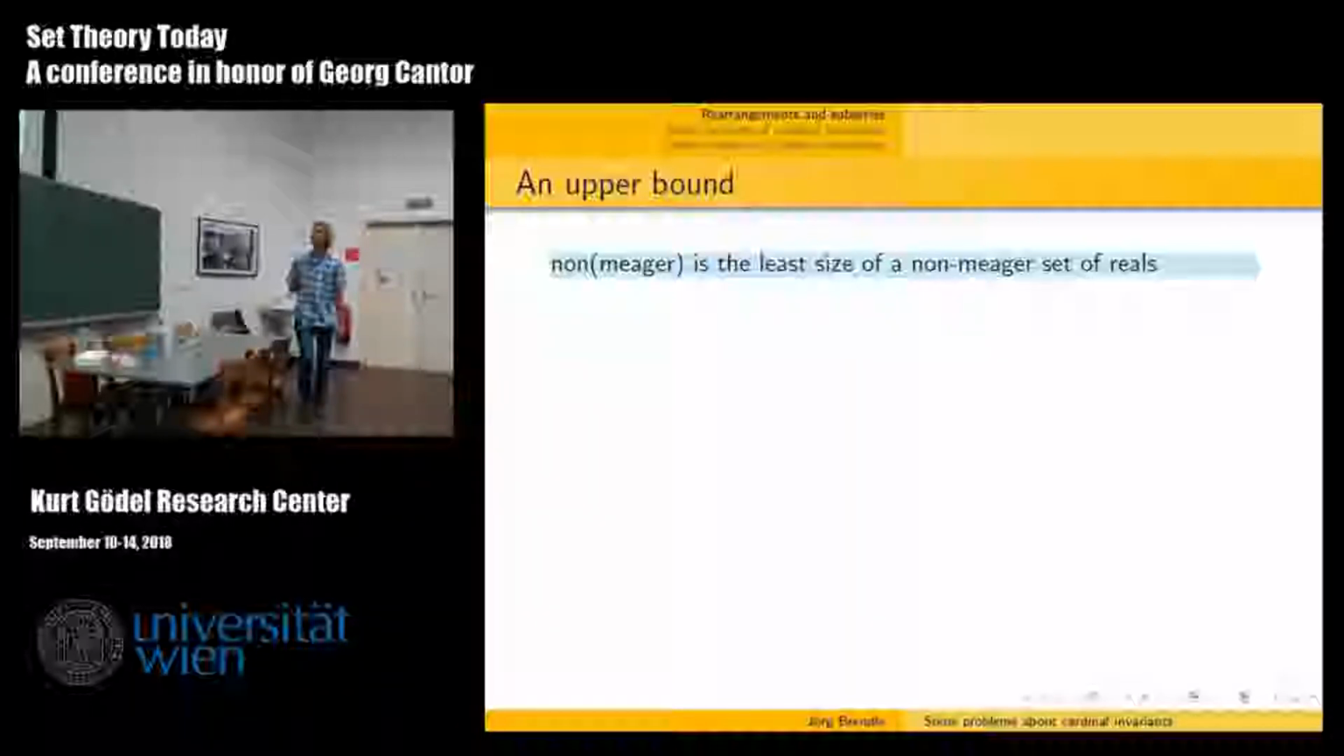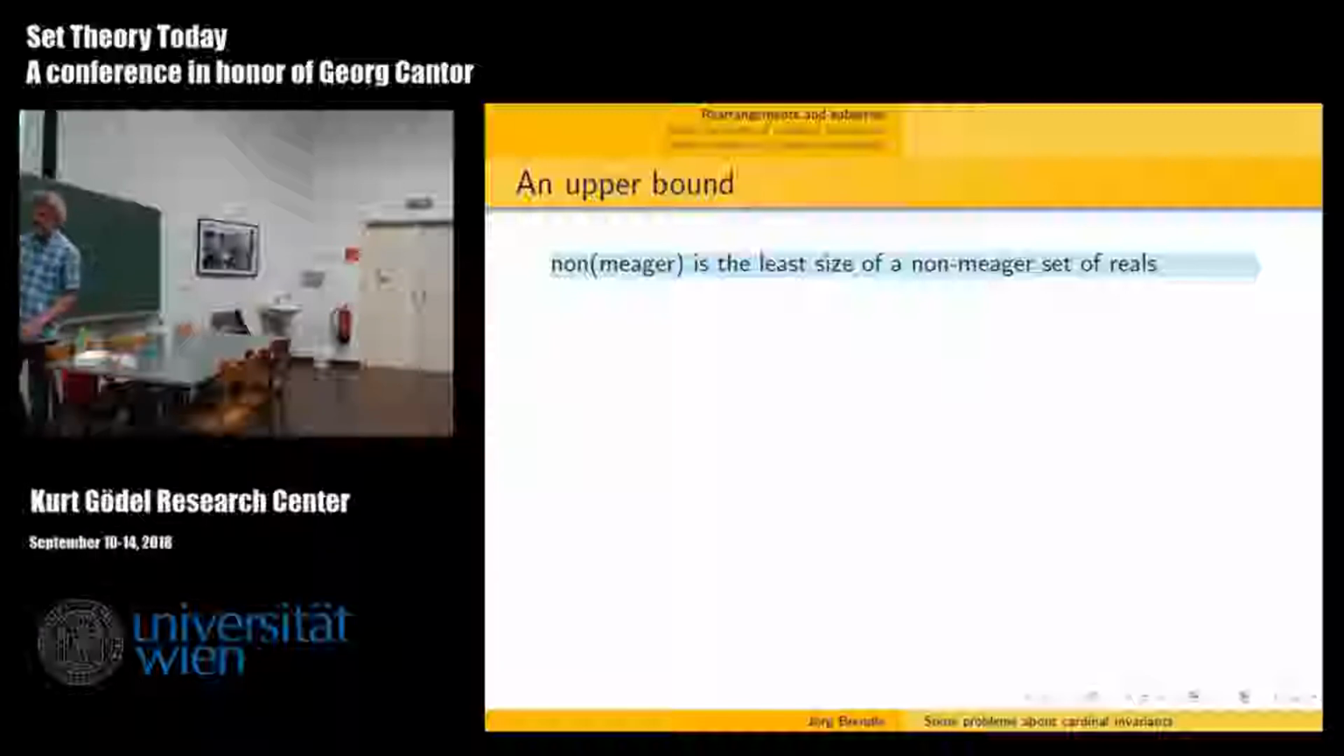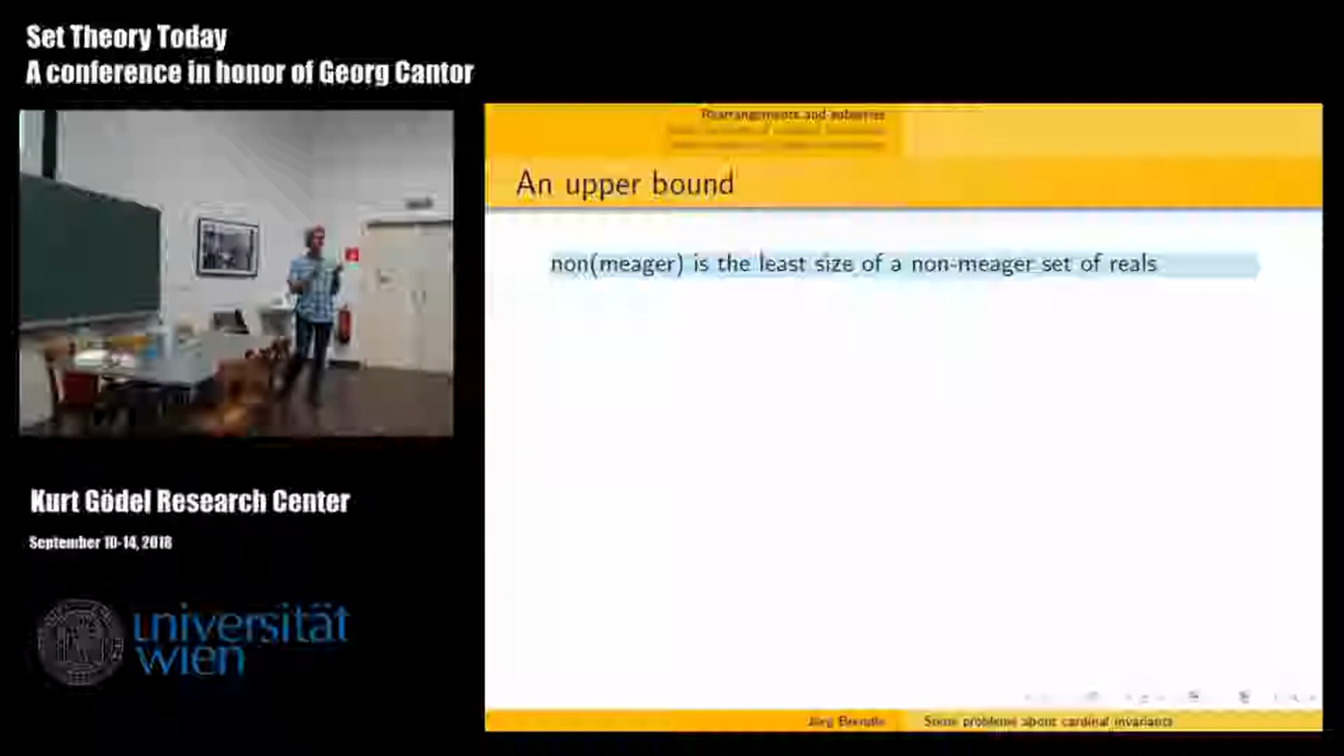Before coming to some interesting questions, let me just give some known upper and lower bounds of these two cardinals which we define. So first, let's look at an upper bound. What do I mean by bounds? We have these two cardinal numbers. A priori, we don't even know whether they are equal or not, or which one is bigger. And now we want to compare them to other cardinals, which have been studied before.